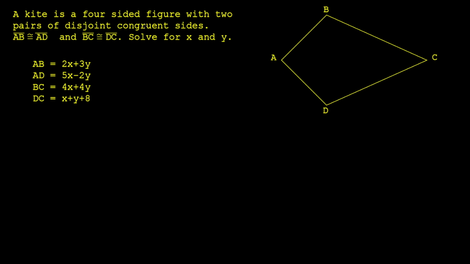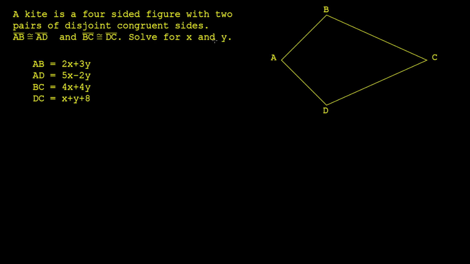This video will continue doing algebra from geometry. As always, the algebra of the problem comes from the geometry of the problem. So, as we can see here, a kite is a four-sided figure with two pairs of disjoint congruent sides. AB is congruent to AD, BC is congruent to DC. As you can see here, AB, AD, BC, DC.